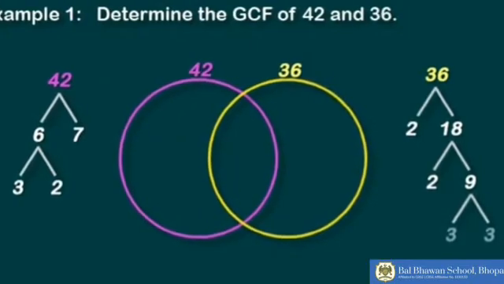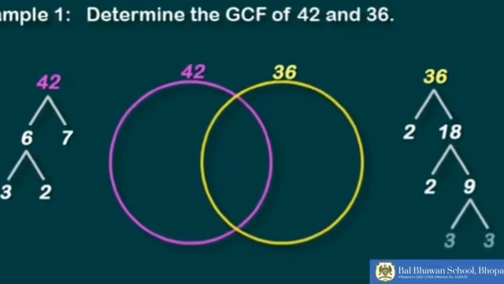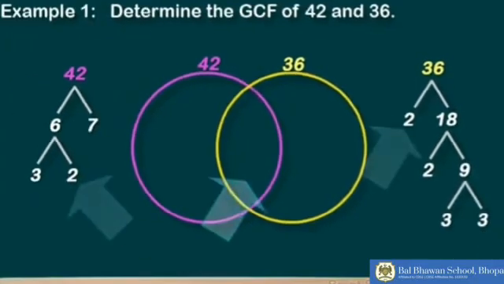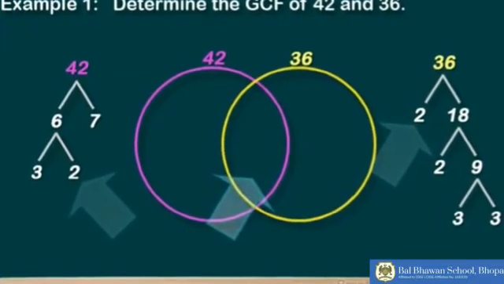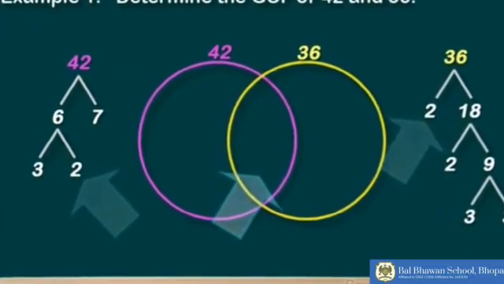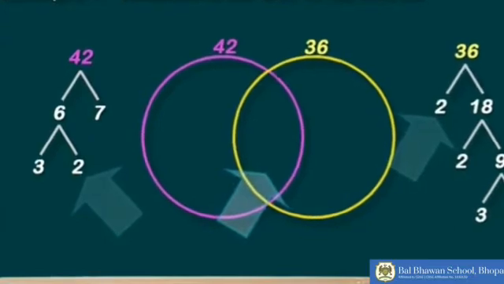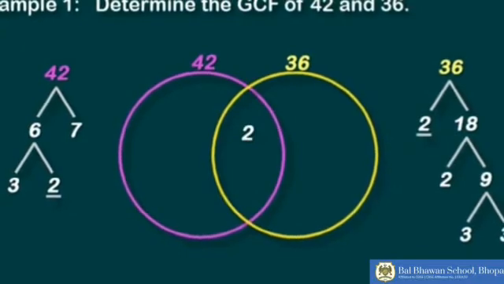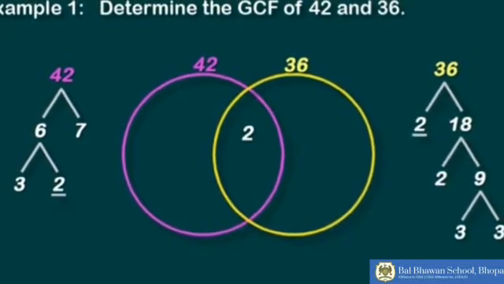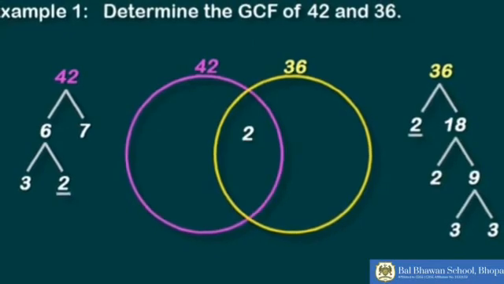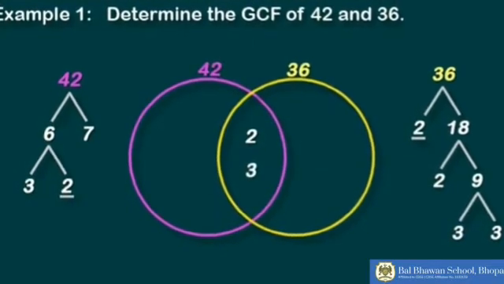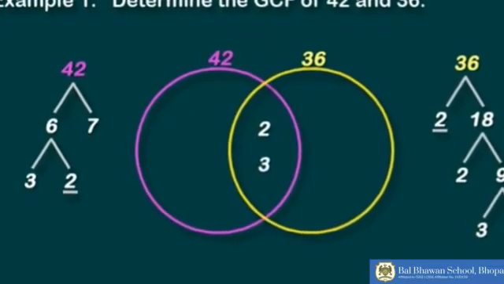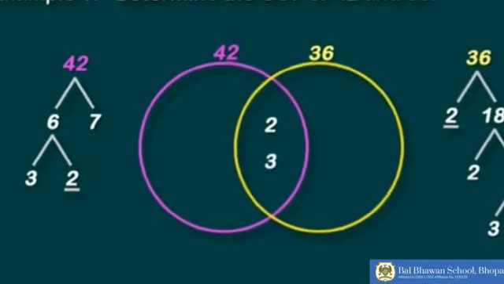Further, 9 can be written as the factors 3 and 3. So, this is the complete set of factors of 36. Further, we will see which factors are common in 42 and 36. So, I can see 2 is common over here. I will underline this 2 in both 42 and 36 and place it in the overlap section of the Venn diagram. Also, I can see that 3 is common in 42 and 36. So, I placed that also in the overlap section.